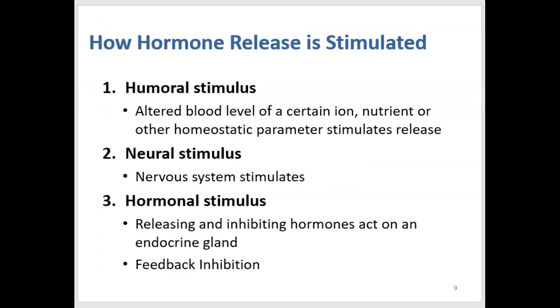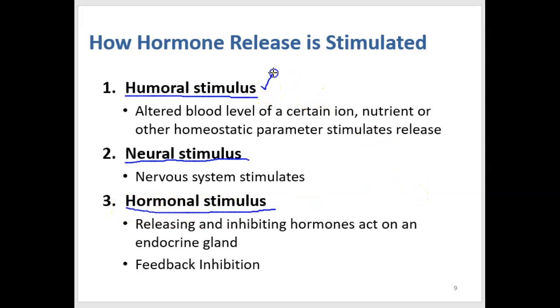So let's look at how hormones are released. What causes a hormone to be released? There are three different ways that the release of a hormone would be stimulated. Either there's something in the blood, a certain parameter in the blood, we call this a humoral stimulus, or a neural stimulus, maybe the nervous system does, or maybe another hormone does.